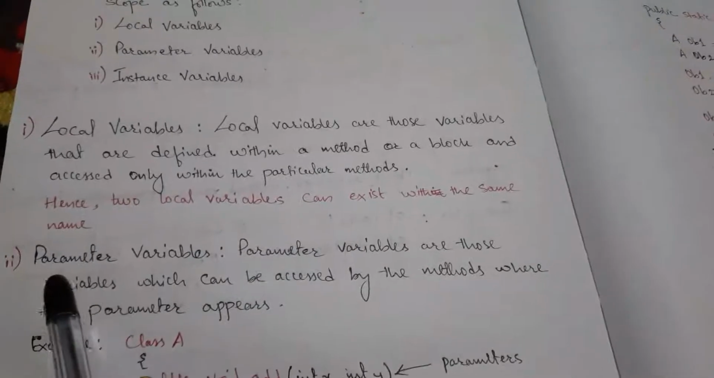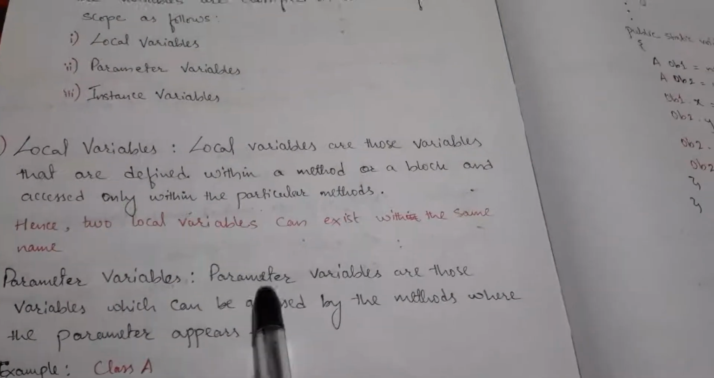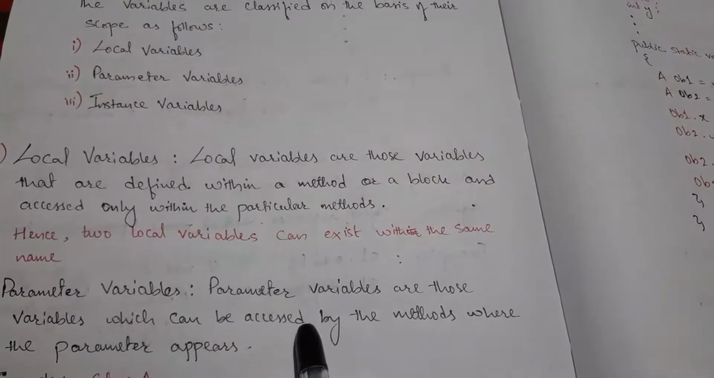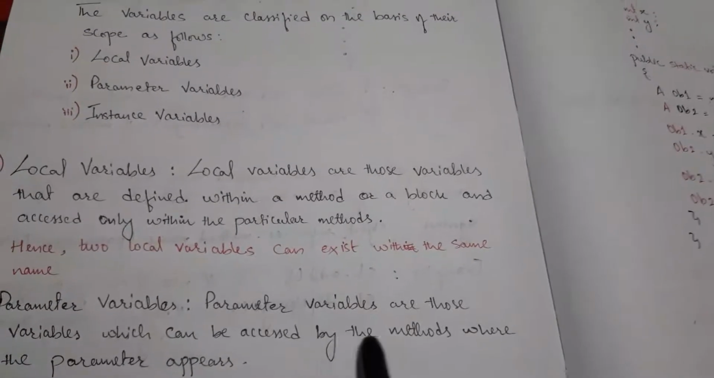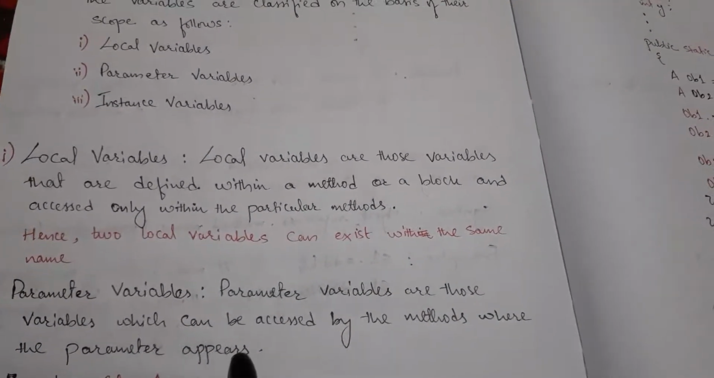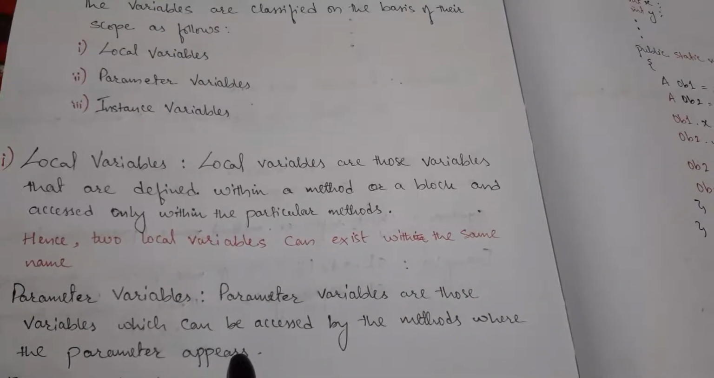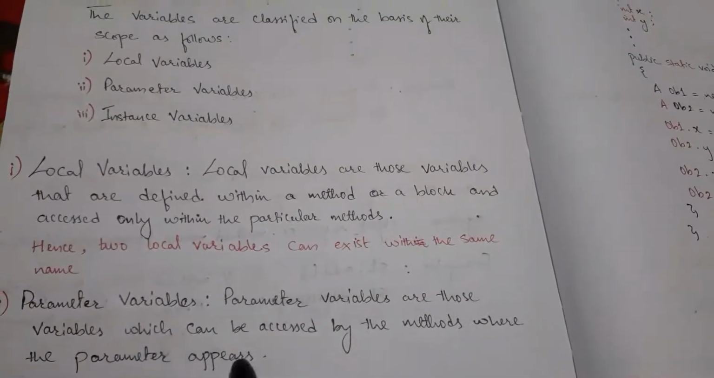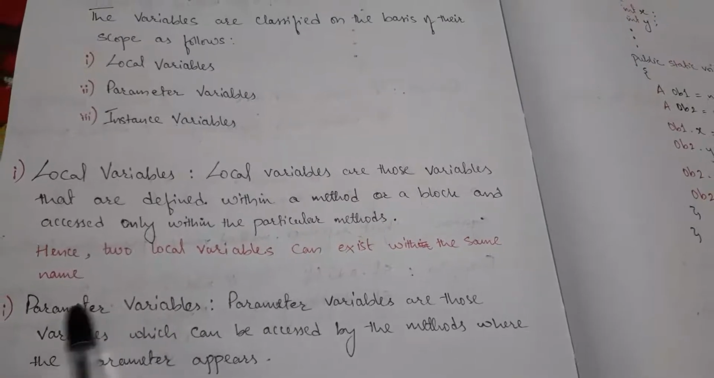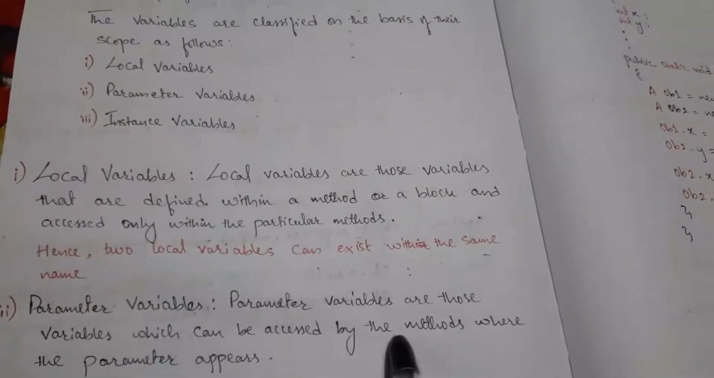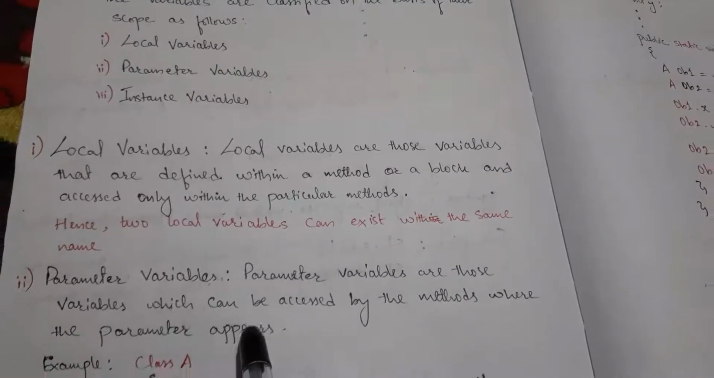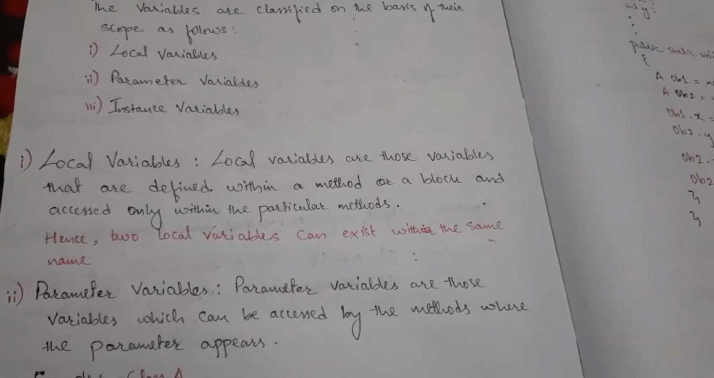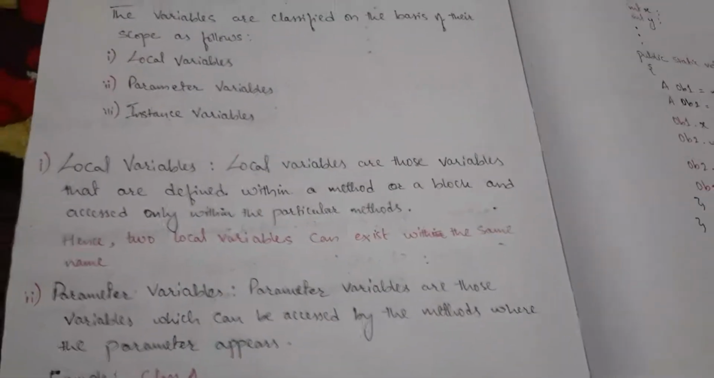Now the second kind of variable is called as parameter variables. Parameter variables are those variables which can be accessed, means used, by the methods where the parameter appears. So we have learned about the methods, isn't it? So there in the method, if you find any sort of values inside the parameter list, those kind of variables are considered as parameter variables. So the method which possesses the parameters there in the method prototype and which can be accessed there in the method block is called as parameter variables.